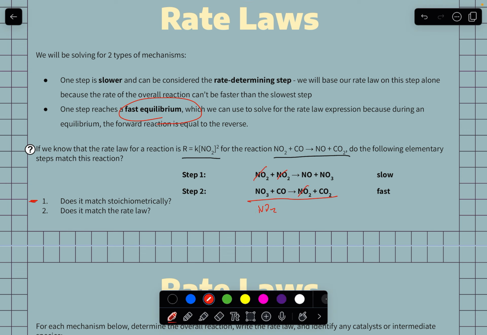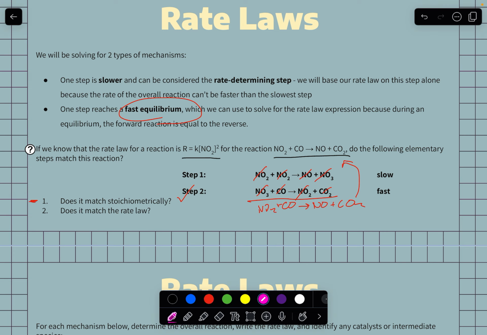Okay, so that gets rid of our NO2s. For NO3, we have one on either side, so we're not going to consider that. For NO, that is on the right side only. CO is only on the left side, and then CO2 is only on the right side. Okay, so does our overall reaction match that reaction there? And it does. So stoichiometrically, it does match.